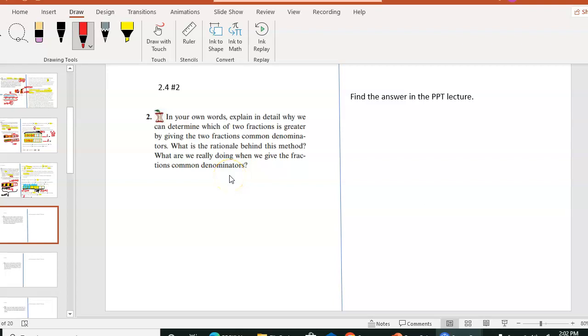Section 2.4, homework problem number 2. Explain in detail why we determine which of two fractions is greater by giving two fractions common denominators. So this is one of the methods of comparing two fractions. So first we need to explain why we give them common denominators, and then we can compare which one is bigger or smaller.